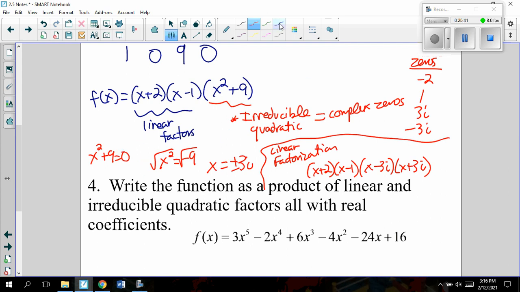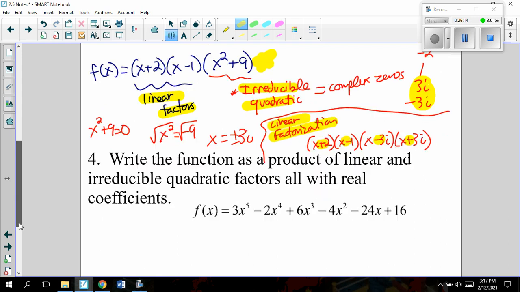So just to highlight a couple terms here, you're going to see the phrase irreducible. So it'll say write as linear factors and an irreducible quadratic. Then you can stop here. If it asks for a linear factorization, you have to go for another step of solving your quadratic, getting those complex zeros that we found right here, and then writing each one in that form, x minus k, etc. for all, in this case, 4 of them.